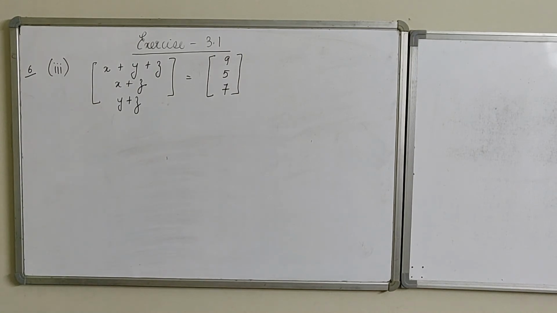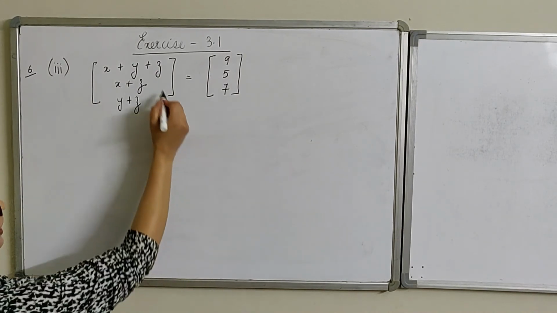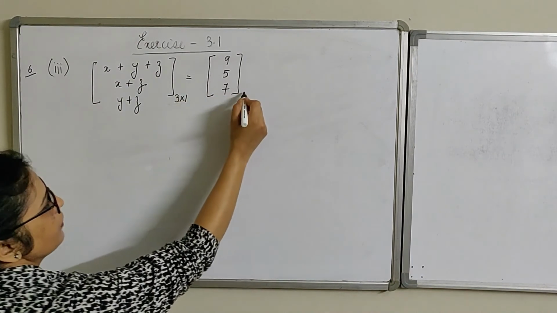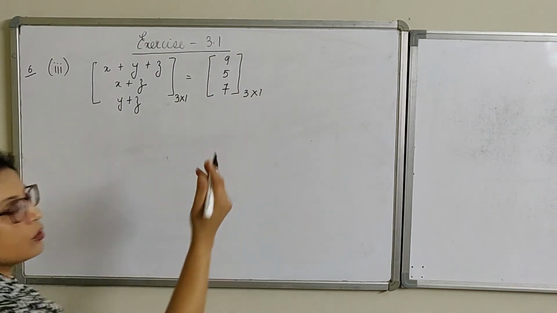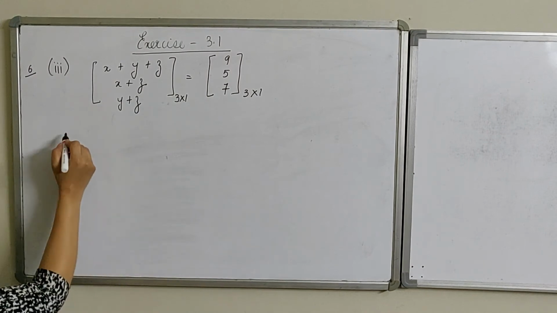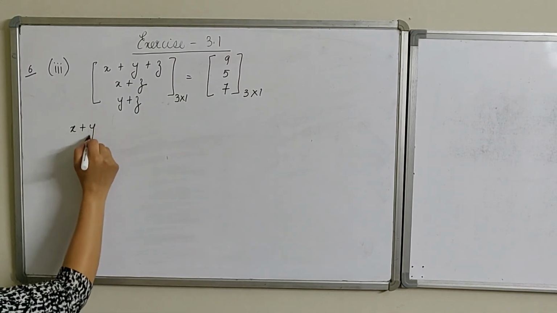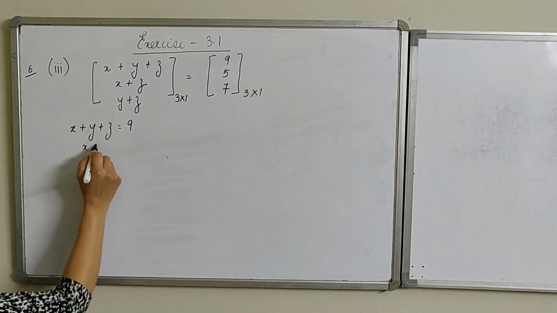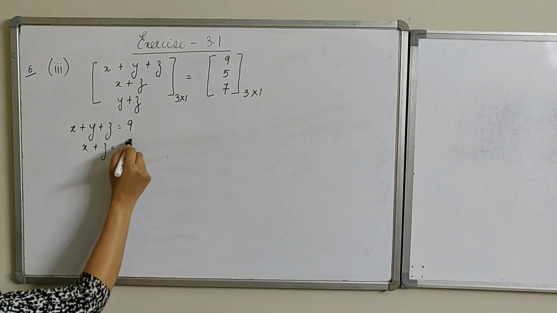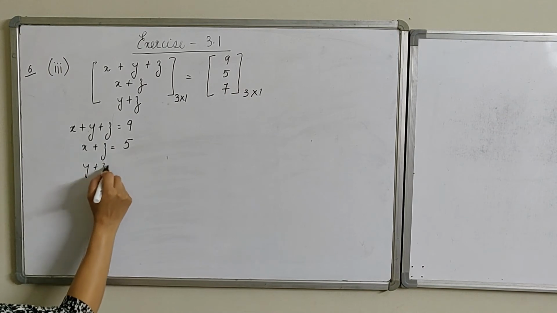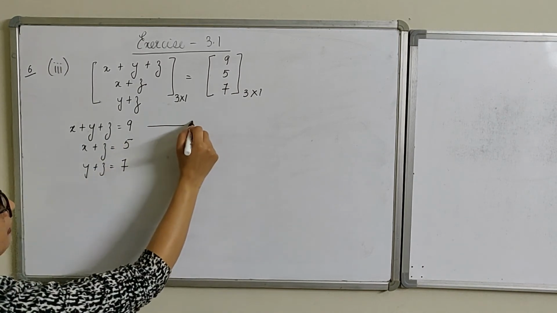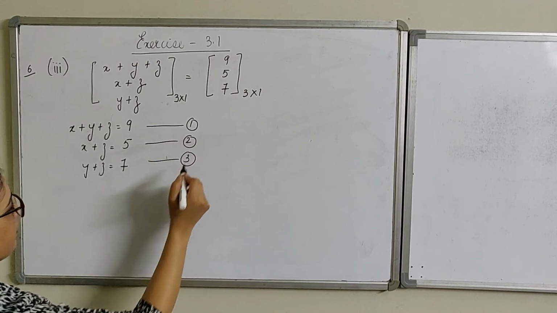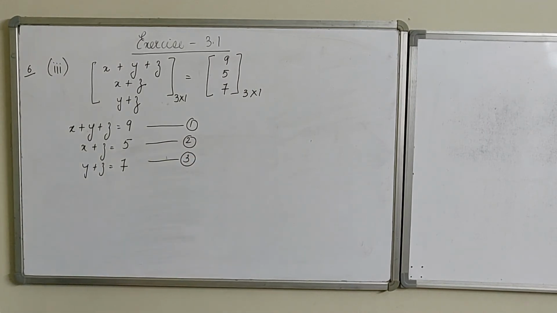Equality of matrices. 2 matrices are equal. We can check that the order of this matrix, 3 rows, 1 column, 3 rows, 1 column, order is the same. So corresponding elements should be same. So we are getting x plus y plus z is 9, x plus z is 5, y plus z is 7. Let's say this is equation 1, 2 and 3. So we have to find out the values of x, y and z.